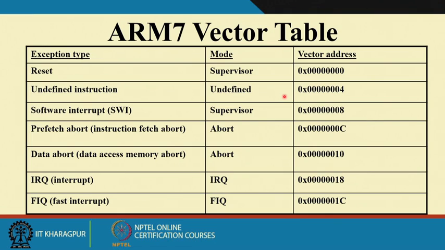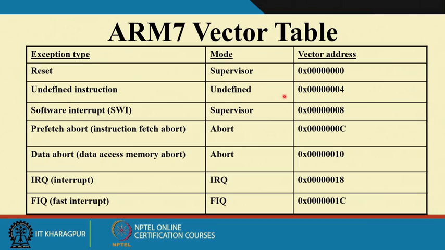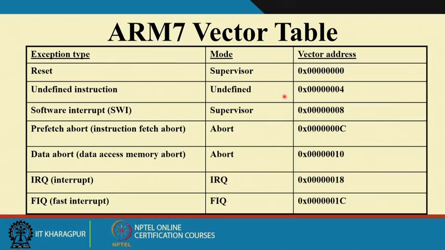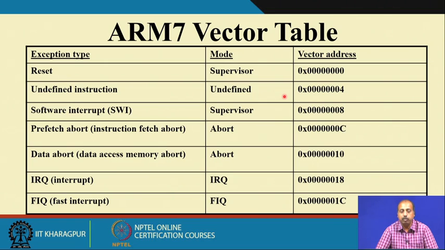Then there can be a prefetch abort. During instruction fetch, if there is an abort, the operation mode is abort mode and the vector address is C. In case of data abort, that is, it is trying to access the data and it is not getting it, the address is 10. Then the IRQ interrupt has the address 18, and FIQ, or fast interrupt, has the address 1C.